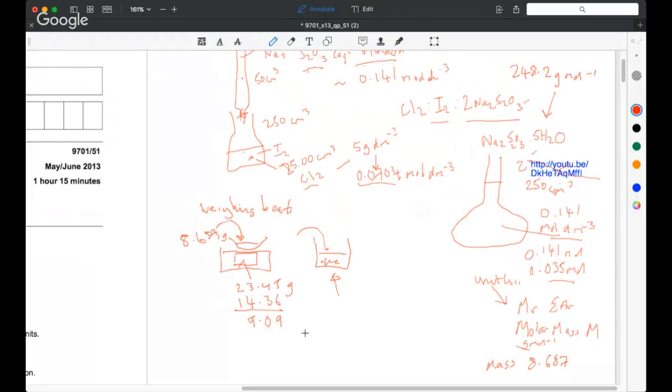9.09. Correct. Yes. And just because we're talking about it, the uncertainty in a difference measurement is 0.1. Yes. Okay, so that's your uncertainty. In this particular question, they don't ask you about uncertainty. We're just talking about it as we get through.